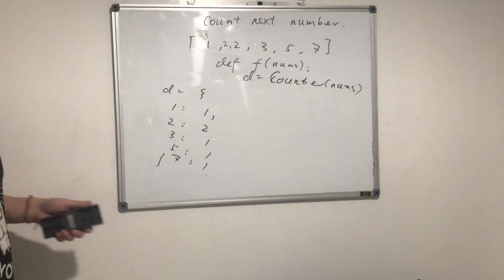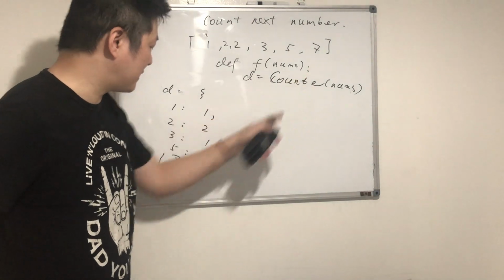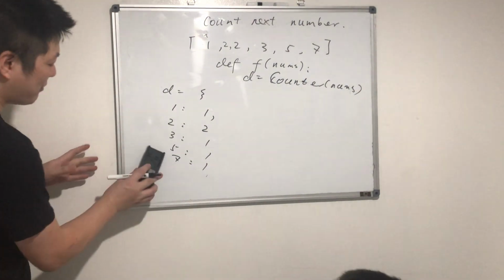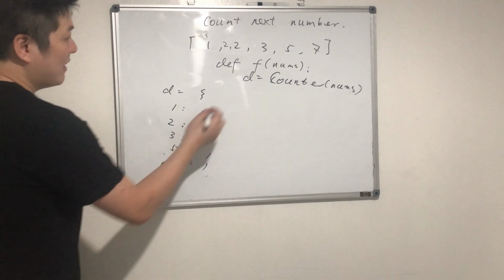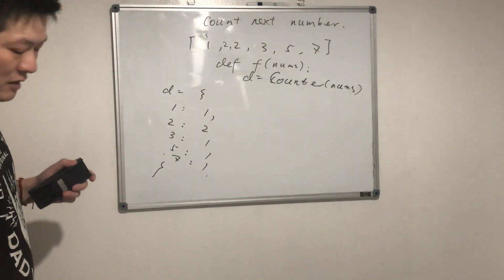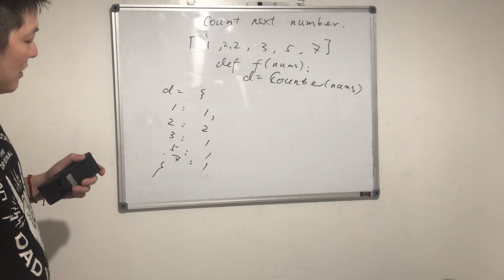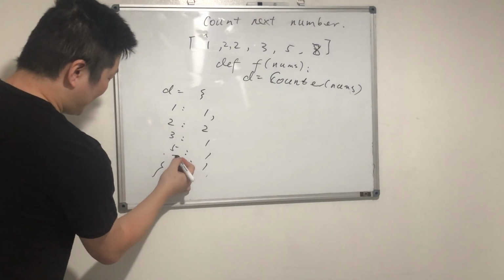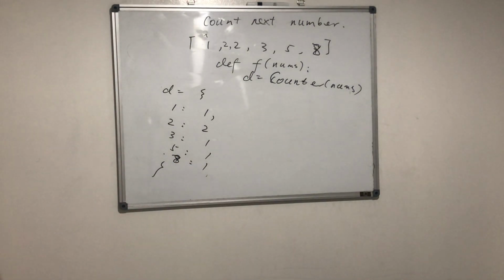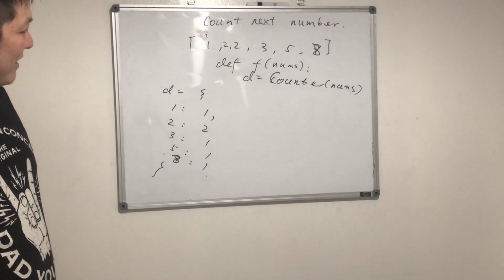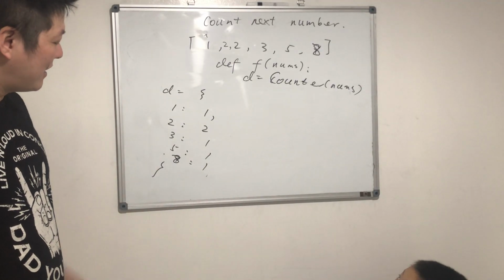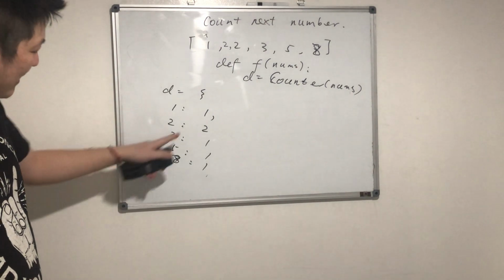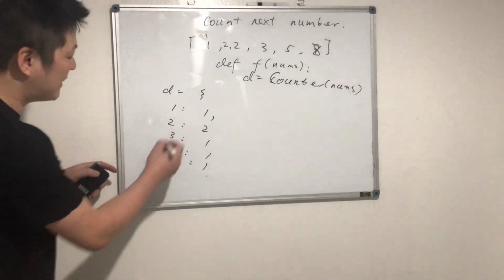So what does it mean? D equals Counter of numbers, 1, 2, 2. What does it mean? Ryan, can you tell me what it means? Just guess. Not exactly. Okay. So it means 1 appears 1 time and 2 appears 2 times. Yeah, exactly. So this is called the key.